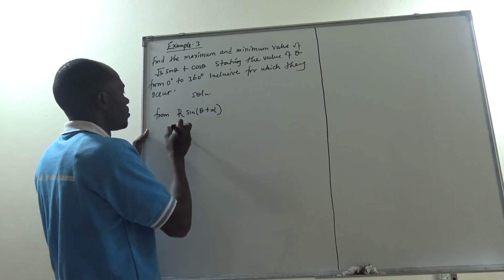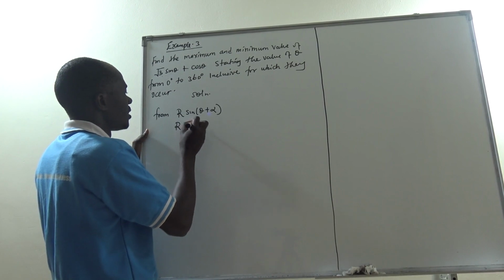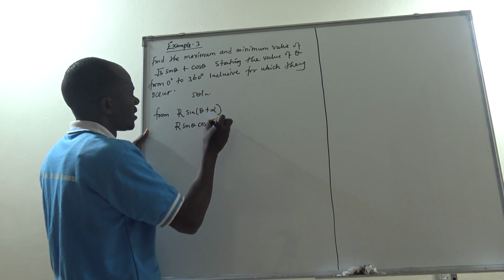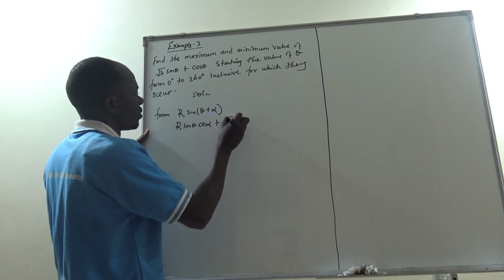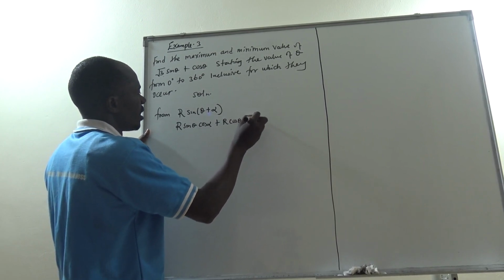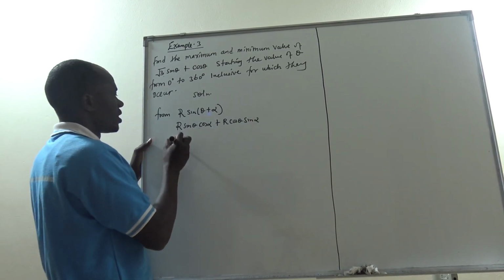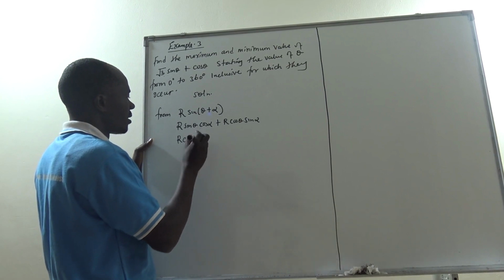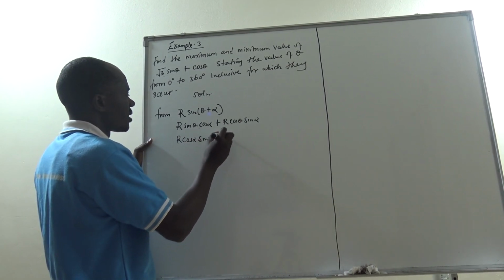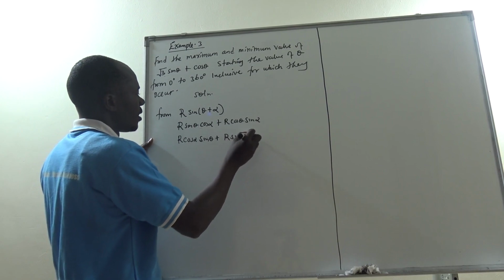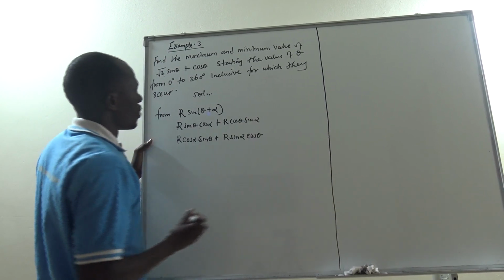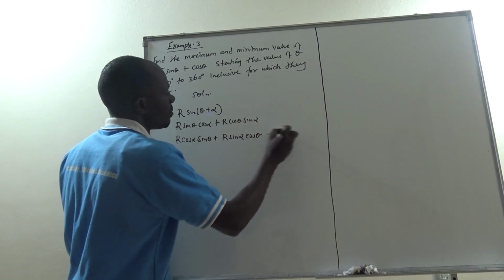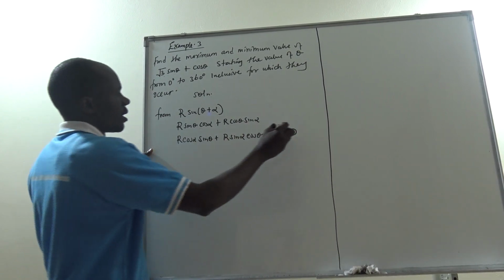It becomes R sin theta cos alpha plus R cos theta sin alpha. So when we try to arrange this, it becomes R cos alpha sin theta plus R sin alpha cos theta. So, can we express this one in that form? Comparing this one, I can call it equation 1, or let me call it star.